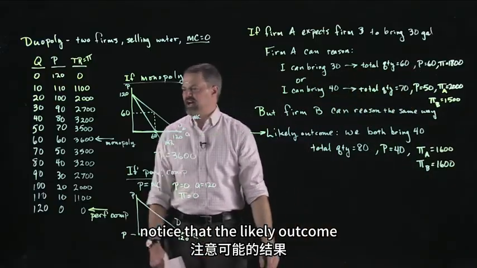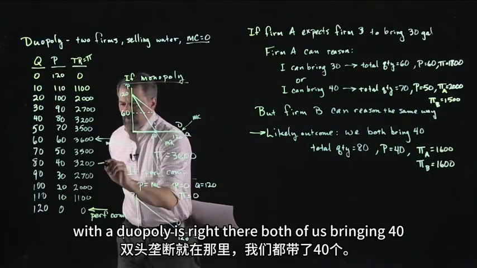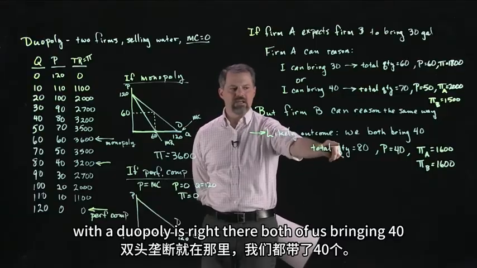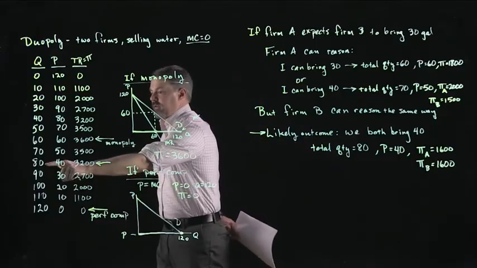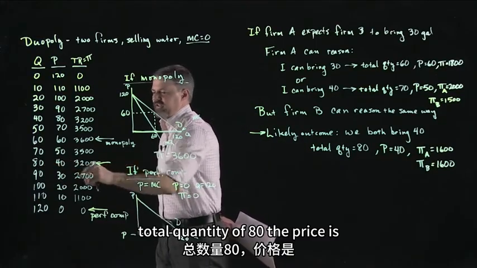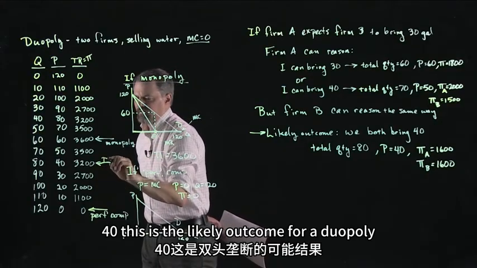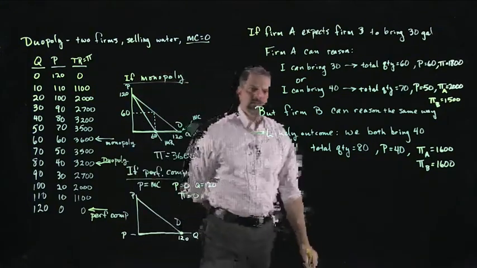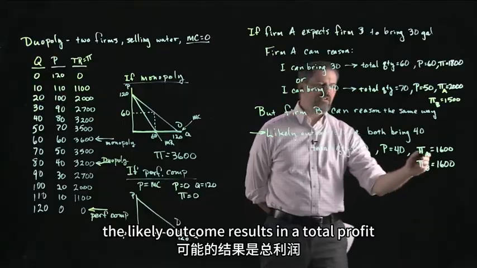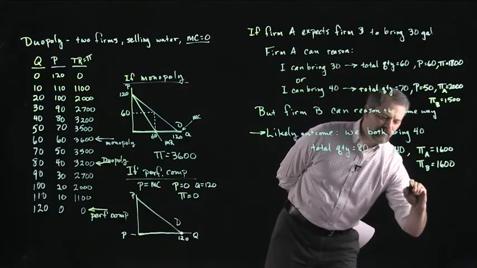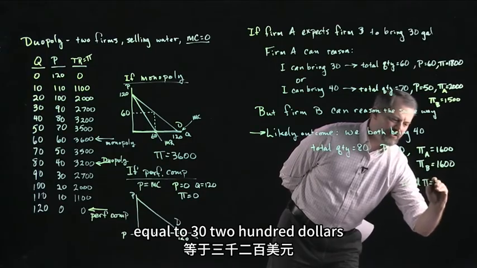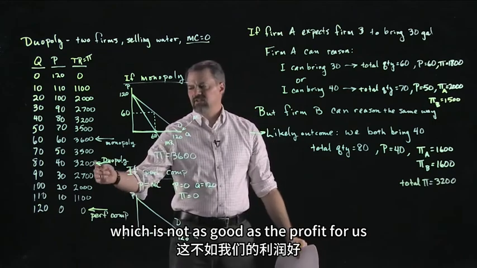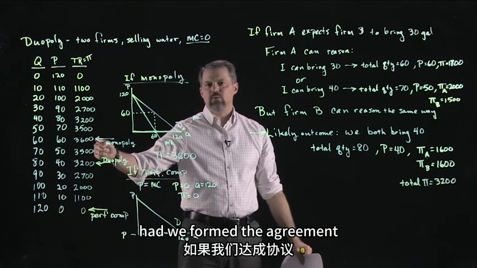Notice that the likely outcome with a duopoly is right there. Both of us bringing 40, total quantity of 80, the price is 40. This is the likely outcome for a duopoly. Notice that the likely outcome results in a total profit equal to $3,200, which is not as good as the profit for us would have been had we formed the agreement.